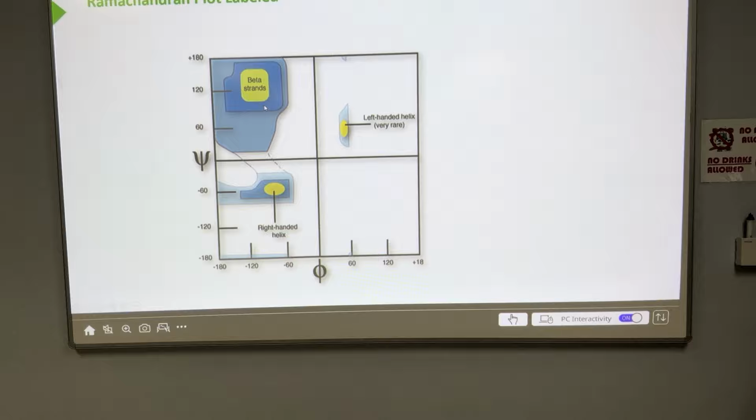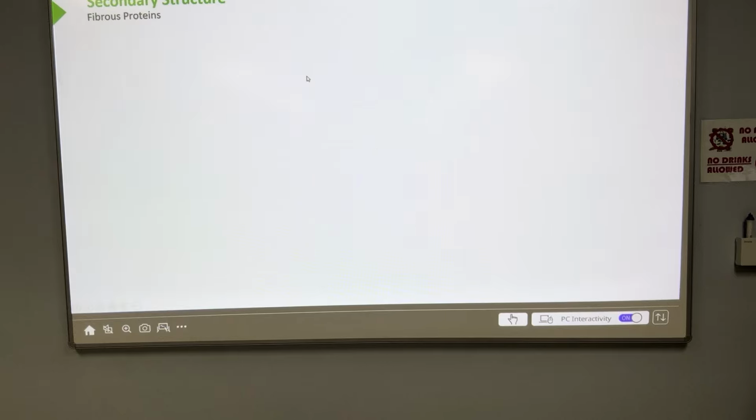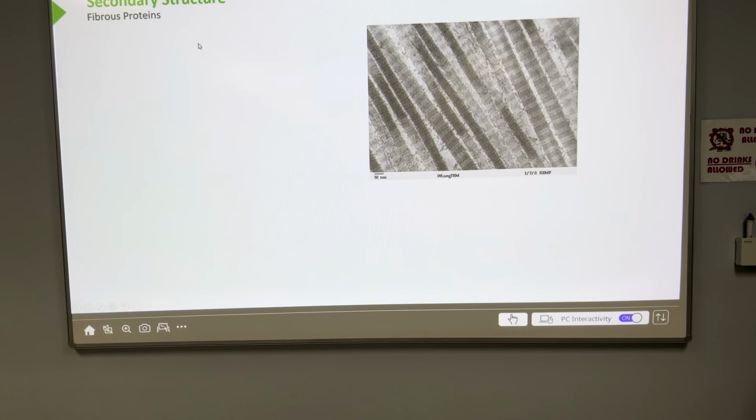So the Ramachandran plot shows us that there is a high energy bond around complexes where ionizable groups are close to each other, because there is constant repelling. They're not going to be attached to each other. Secondary structures. Examples of that would be fibrous proteins like collagen.